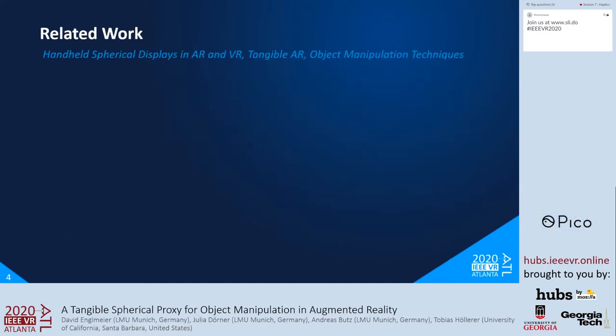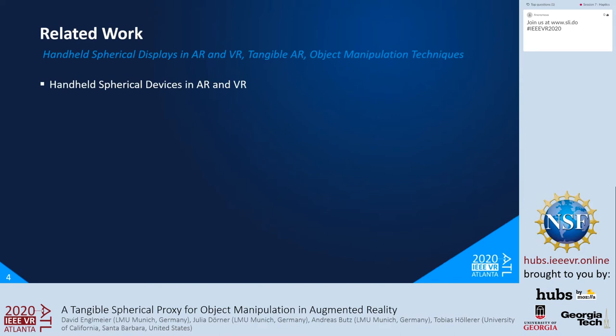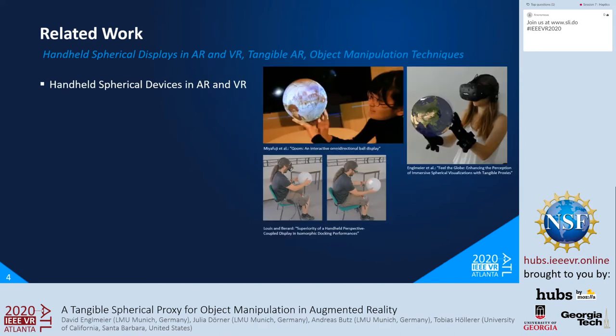Our approach is based on the following fields of related work. We looked into handheld spherical devices in AR and VR, where we can, for example, find handheld perspective-corrected spherical displays that are implemented by projecting an image to the surface of a tracked sphere from the outside. We also find totally simulated handheld spherical displays in VR that incorporate capabilities that are not yet possible for real-world or AR approaches, for example, our own work that was presented at IEEE VR 19.